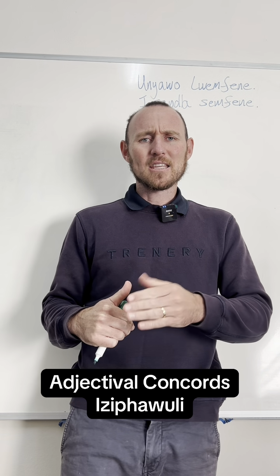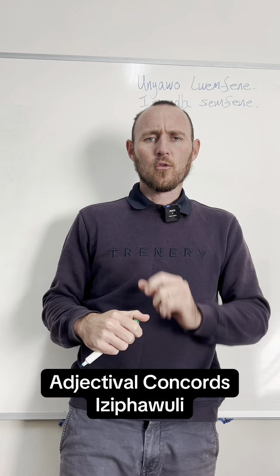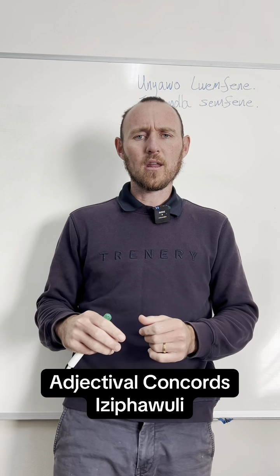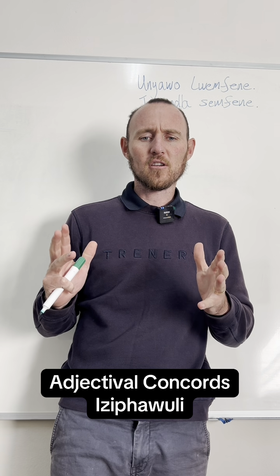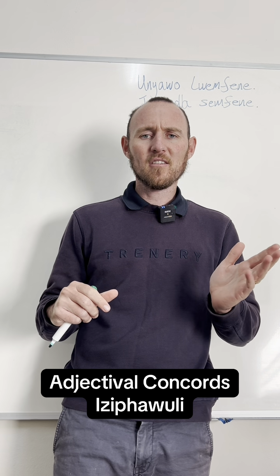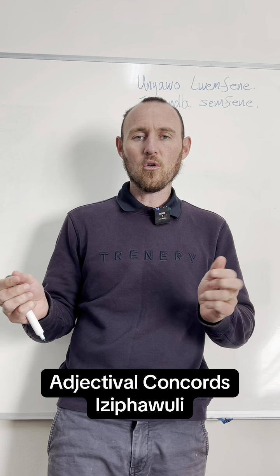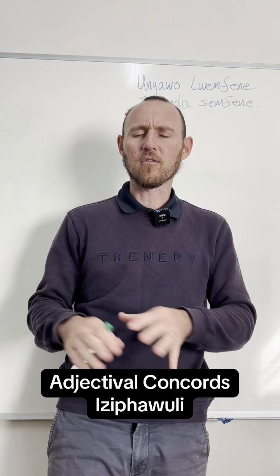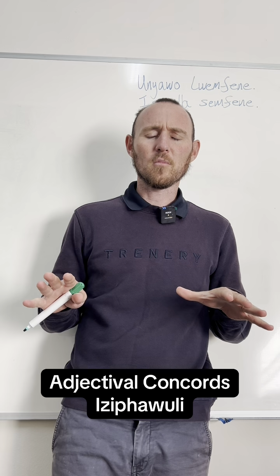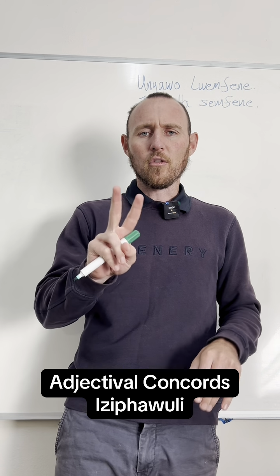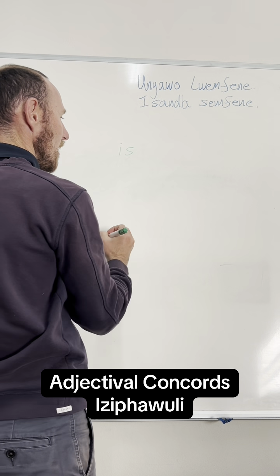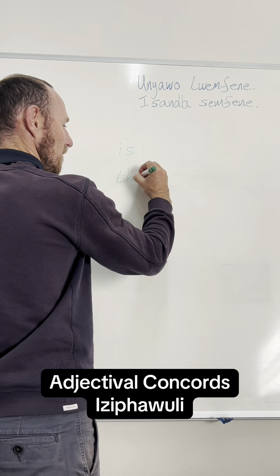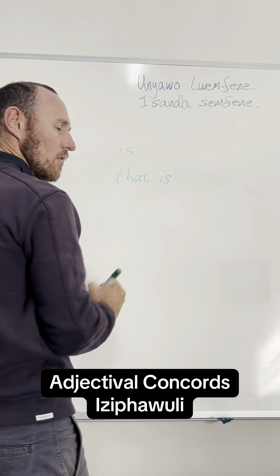Welcome to the class, Mr. Khaya. Today we're going to be talking about iziphawuli or adjectival concords. Okay, there are two different kinds of adjectival concords: esentsusa and esongezelweyo, or predicative and attributive. I don't really want to go into too much detail about that. The two things that you need to know about these is one is "is" and one is "that is". Okay?